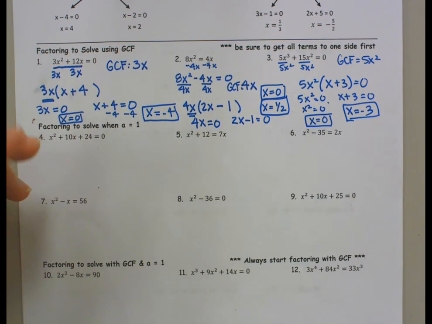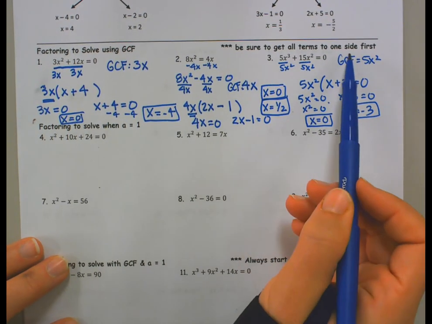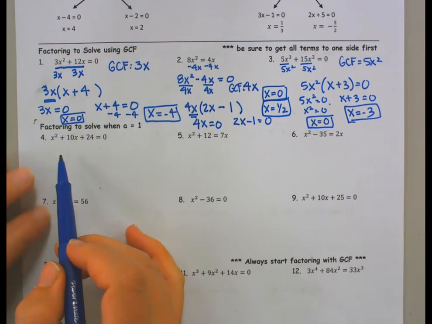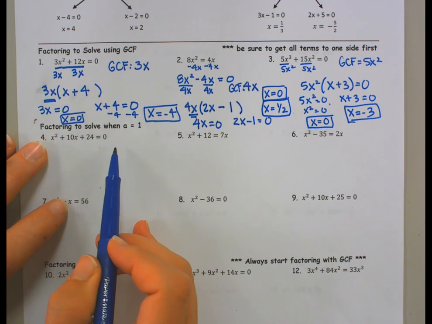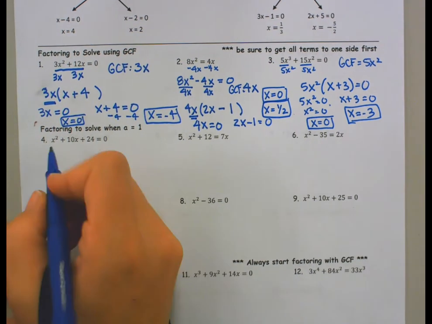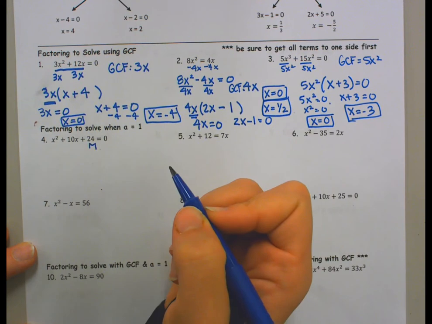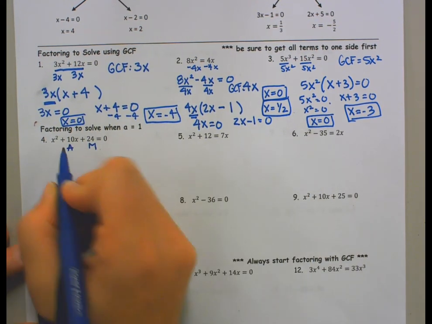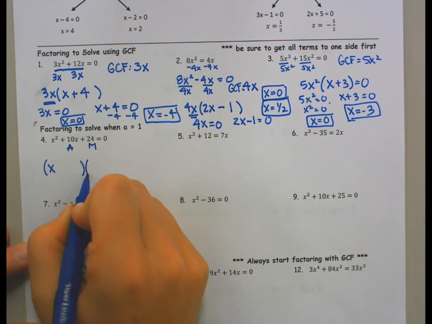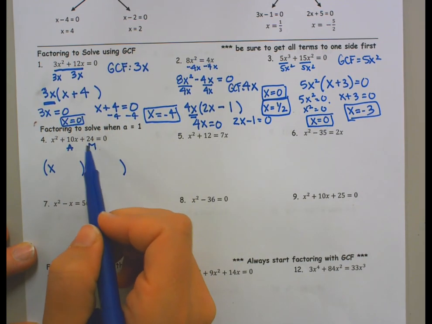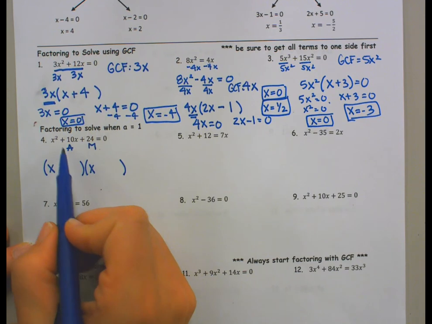An important note, remember we have to make sure that all of our terms are on one side first before we solve. But once they are, so for instance, this problem already has it equal to 0, I need to come up with my two factors whose last terms multiply to give me 24 and add to give me 10. So it's going to look like this. So I need two numbers that multiply to give me positive 24 and add to give me positive 10.